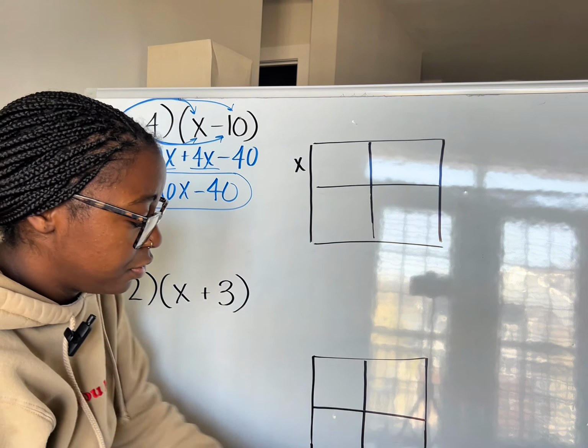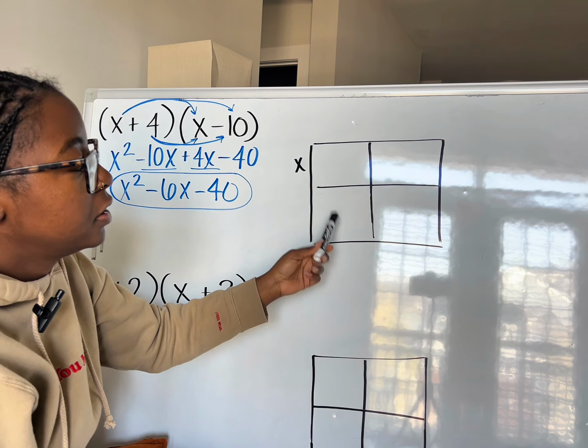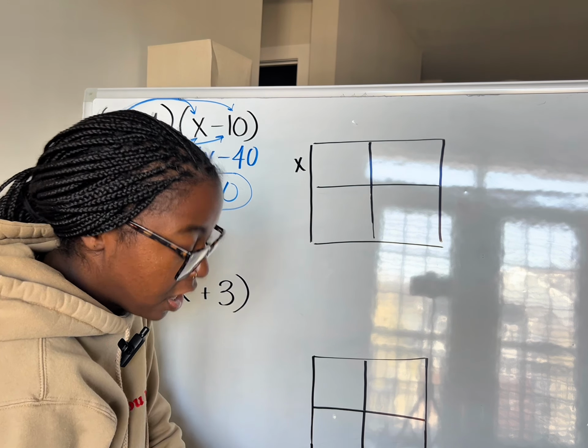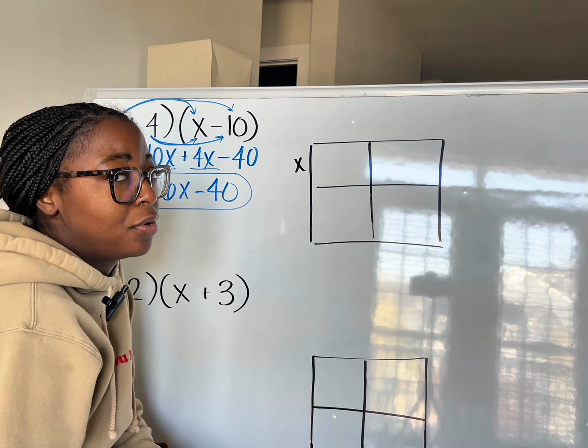Now the second way to do it is to use the area, I forgot what it's called, and quite frankly, I'm getting a little hungry.